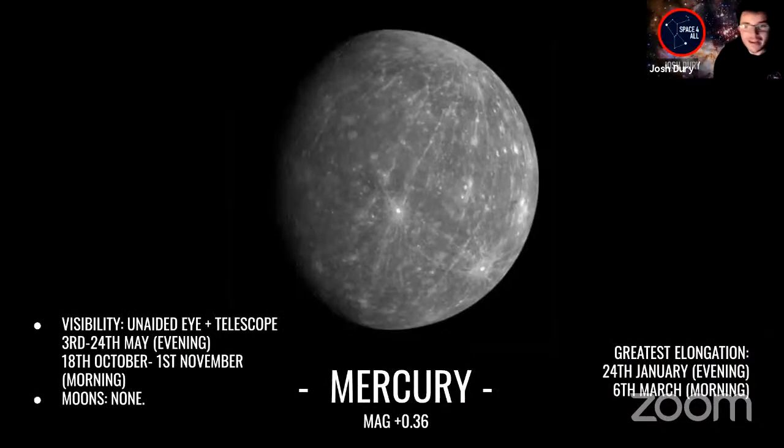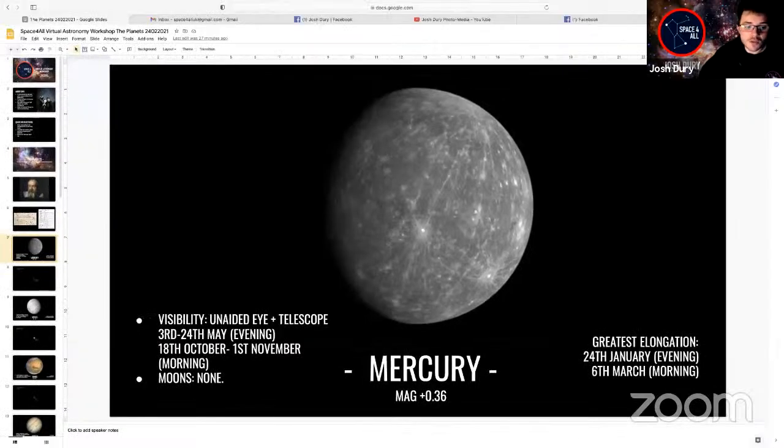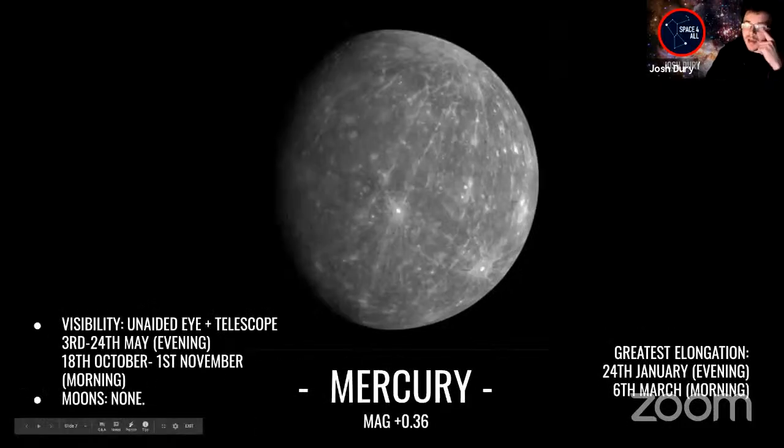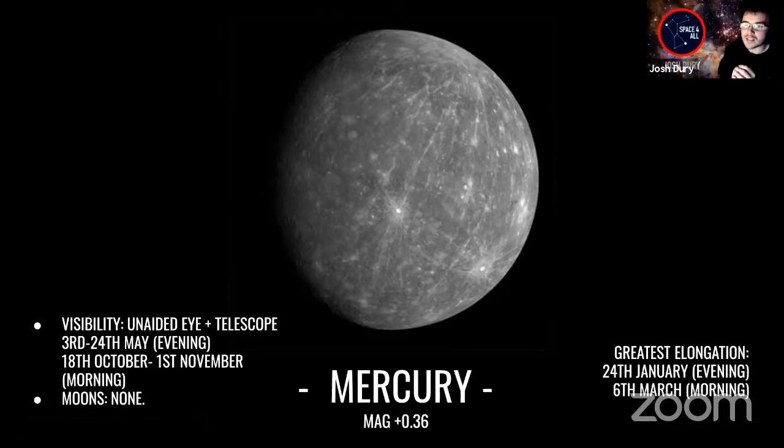Right then. We will begin with the innermost planet of our solar system, the planet Mercury. And just for those who are unaware, Mercury is, of course, the closest planet to our sun, our local star, the sun.